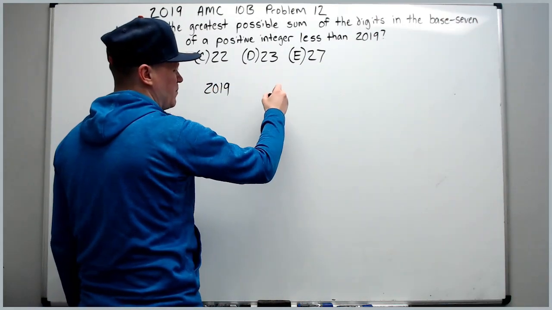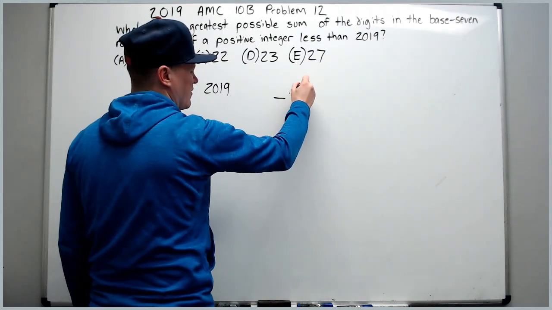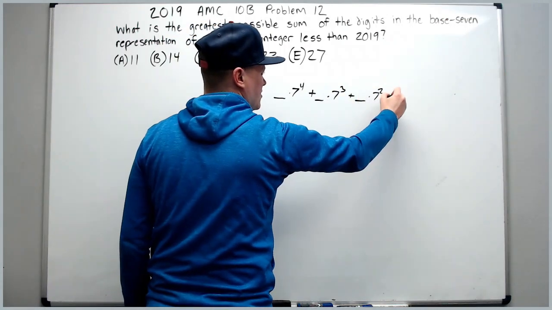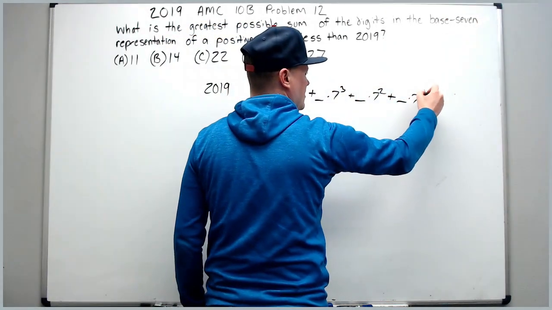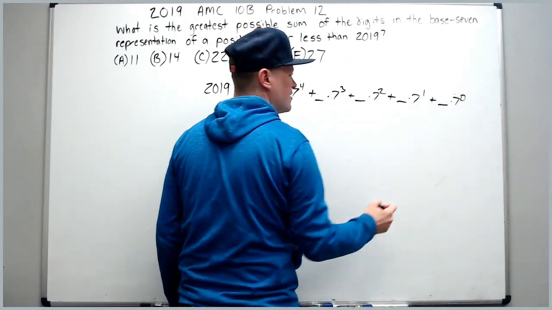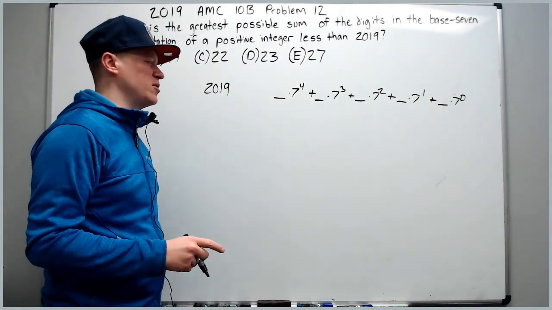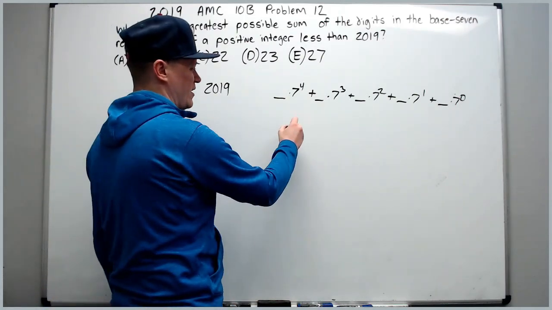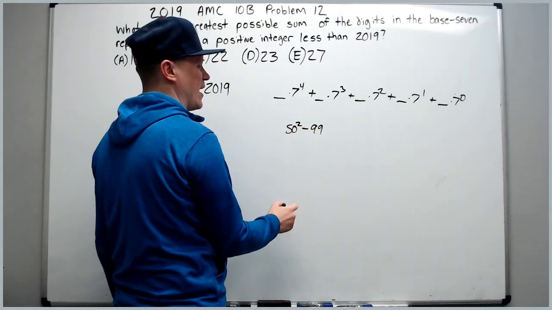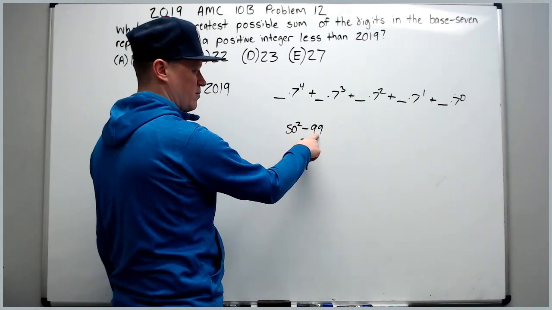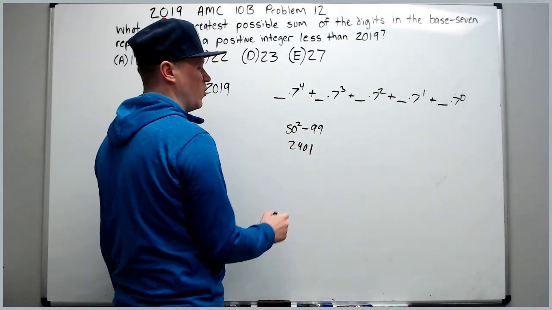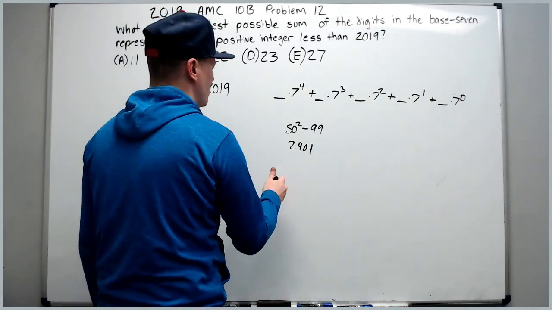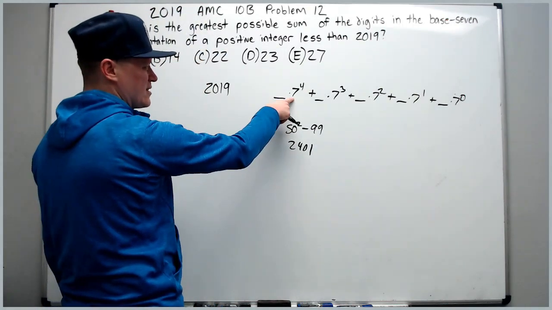We know that in different bases, it'll be something like blank times 7 to the 4th plus blank times 7 to the 3rd plus blank times 7 squared plus blank times 7 to the 1st plus blank times 7 to the 0. Now, we want to know if 7 to the 4th goes in. 7 to the 4th is 49 squared, and 49 squared is 50 squared minus 99. This is 2,500 minus 99 is 2,401. If you want to know why this is true, I'll explain it at a different time. So 2,401, though, is 7 to the 4th.